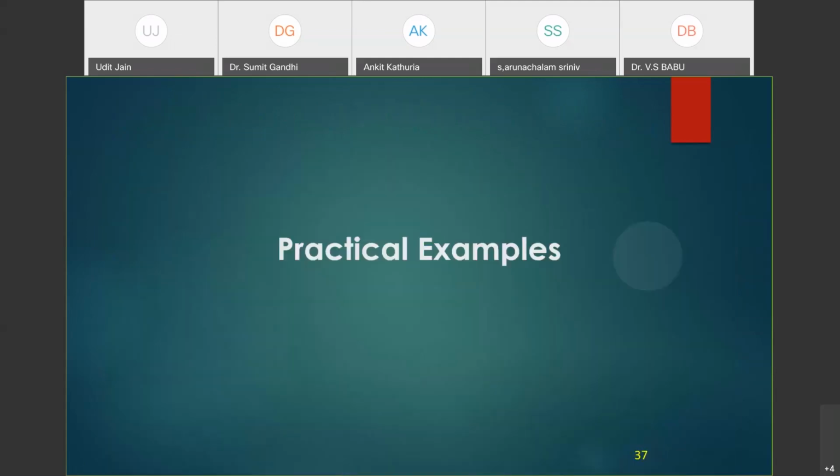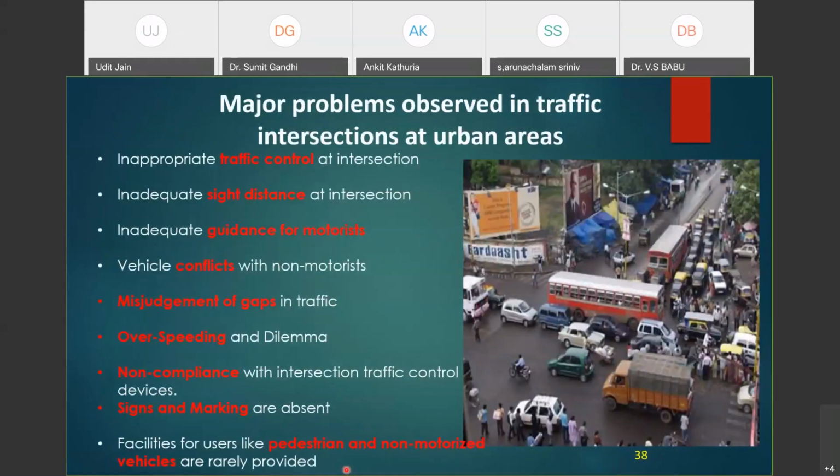Okay, so now let me talk about some practical examples that we have faced on the field. So this is an image from Bombay, and you can see the major problems that we have observed at a traffic intersection in Bombay. You can see that there is inappropriate traffic control. There is no traffic control measurement at this intersection. There is no sight distance. You can see at this corner, the person standing here cannot see what is at the other end of the intersection. There is no guidance with the help of road markings.